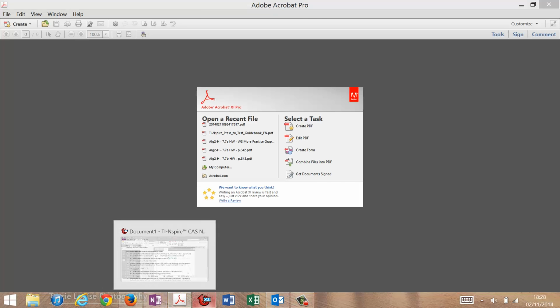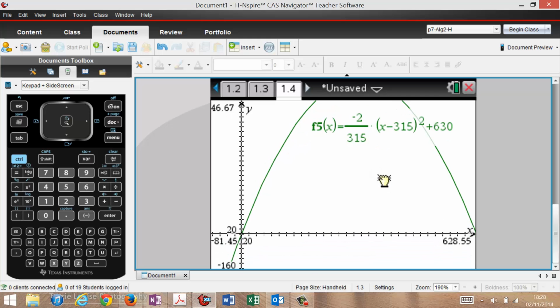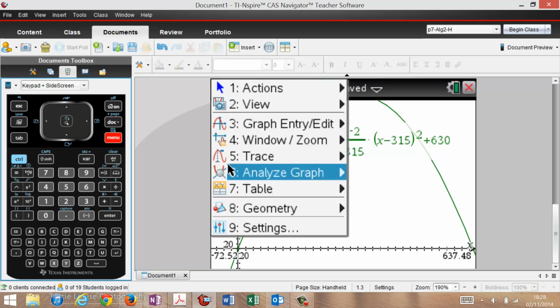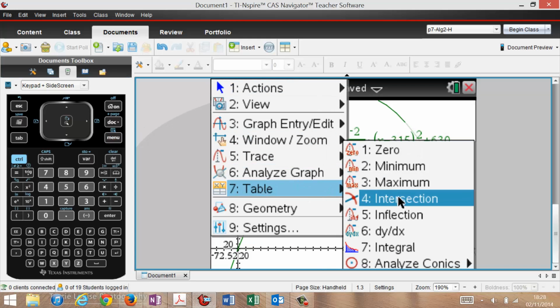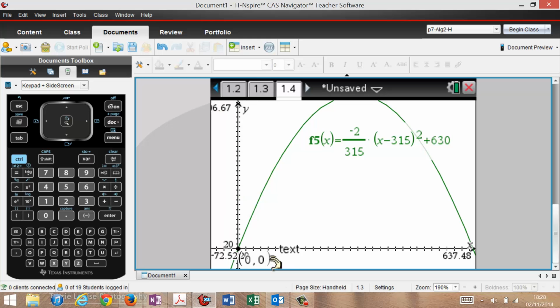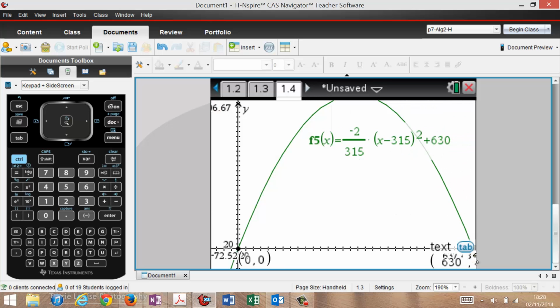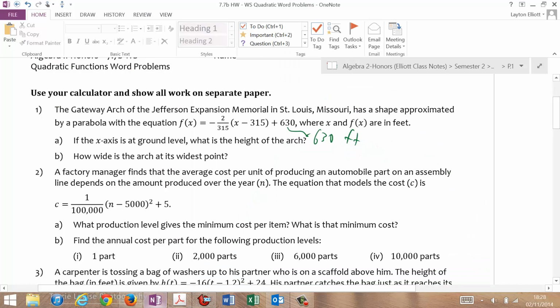Oops, sorry. No, not there. Right here. I need to figure out what the zeros are. So I think this is crossing through 0, 0, but let's just check. If I go to analyze graph, 0, left, right, yep, 0, 0. And if I go right here to analyze graph, 0, right there, barely caught it, it's at 630. Well, that's double the 315, so that makes sense. Basically, if the arch has its vertex at x equals 315, then double that should be 630. And so the widest is 630.